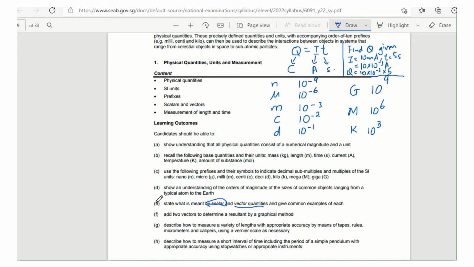Okay, you need to add two vectors to determine a resultant by graphical method. Most schools don't cover this portion in the chapter on physical quantities, units, and measurements. They usually cover it under the chapter on dynamics of forces. But for the syllabus, it is written here. So what does it mean? If you have a vector, so maybe let me erase everything now, so that I have the space to draw a diagram here.